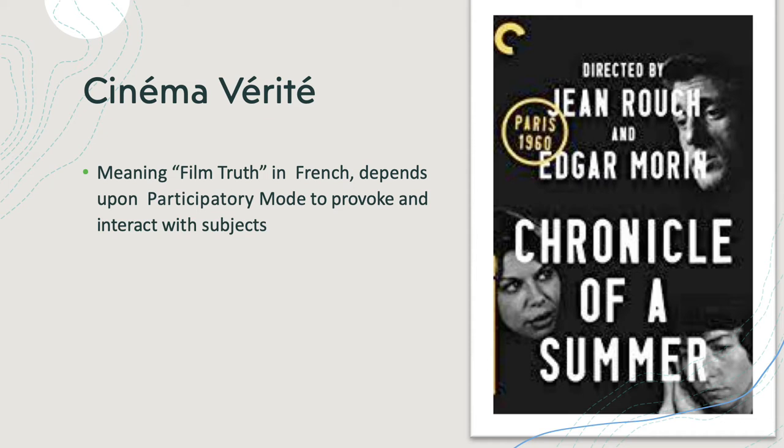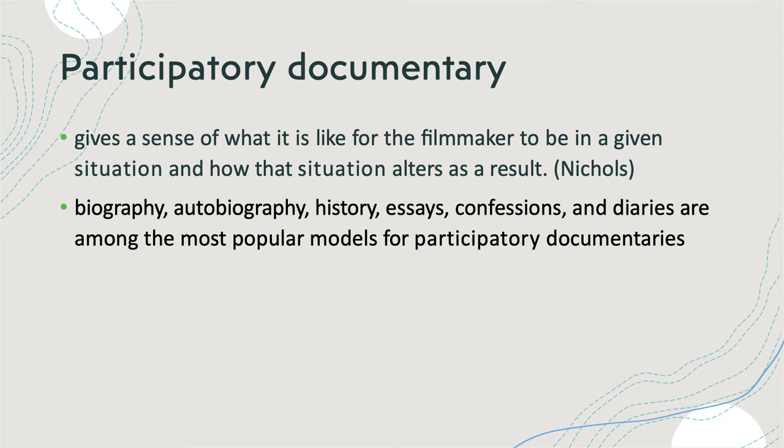The first cinema verite documentary is Chronicle of a Summer, directed by Jean Rouch. Participatory documentary gives a sense of what it's like for the filmmaker to be in a given situation and how that situation alters as a result. Biography, autobiography, history, essays, confessions, and diaries are among the most popular modes for participatory documentary.